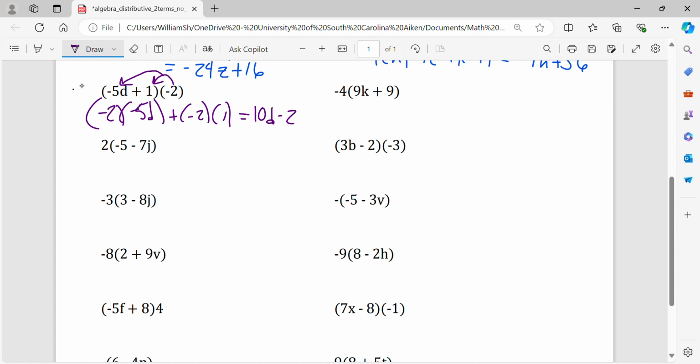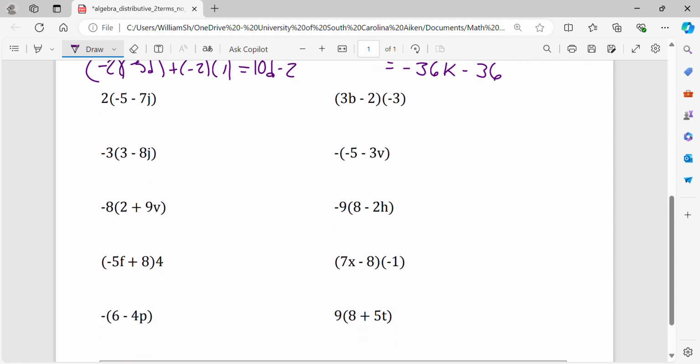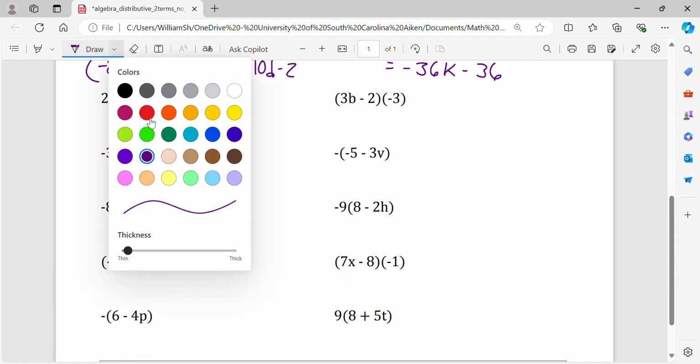I've got negative 4 times 9k plus 9. I just want to distribute this negative 4 to both of these terms. I've got negative 4 times 9k plus negative 4 times 9. Now, negative 4 times 9k is negative 36k, and then negative 4 times 9 is negative 36. Easy as can be.